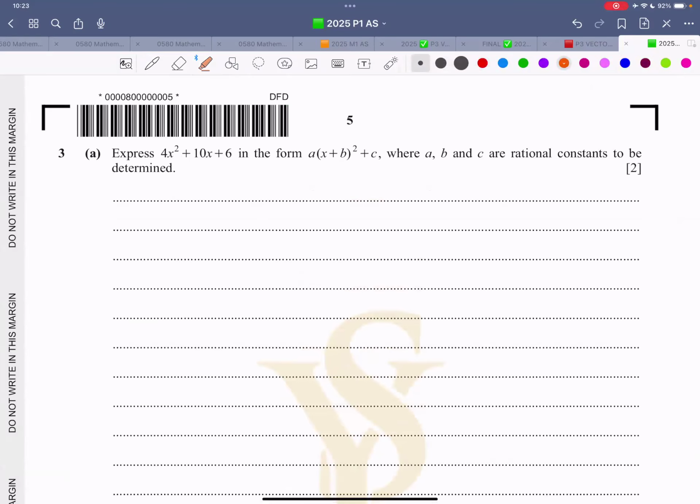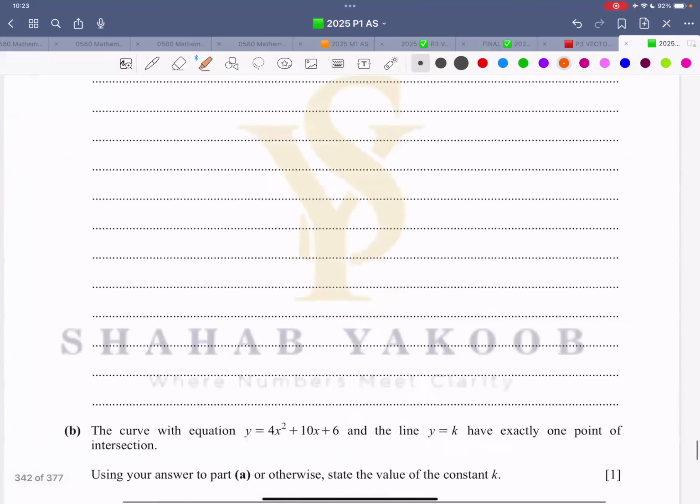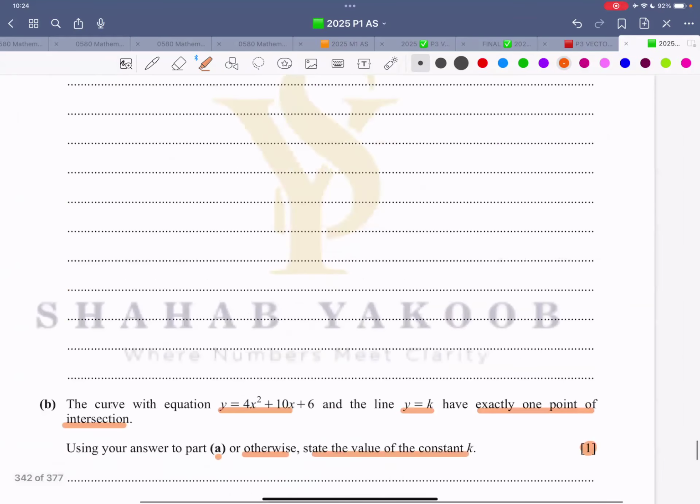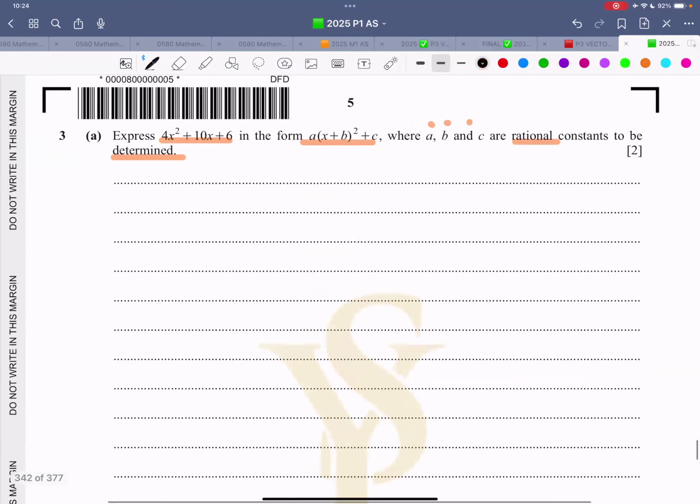Now the third question says, express in the completed square form where a, b, c are rational numbers, just the normal numbers to be determined. 2 marks. The curve with the equation and the line y is equal to k have exactly 1 point of intersection. Use your answer to part A or otherwise. Both options are there. State the value of the constant k. Naturally, the answer of part A will give you a quick answer for 1 mark, but the otherwise option is also available. So now, first of all, what is the strategy?